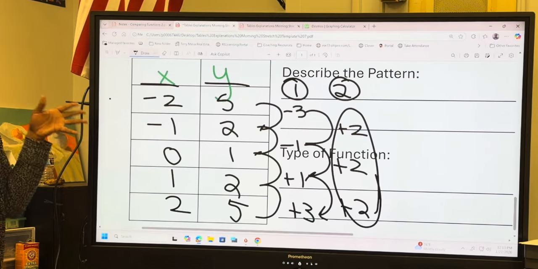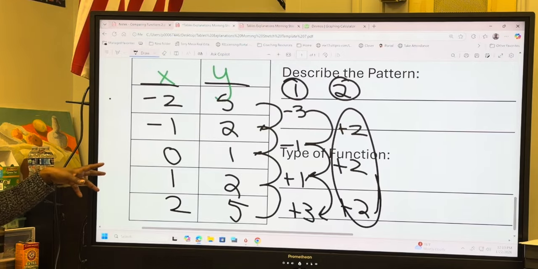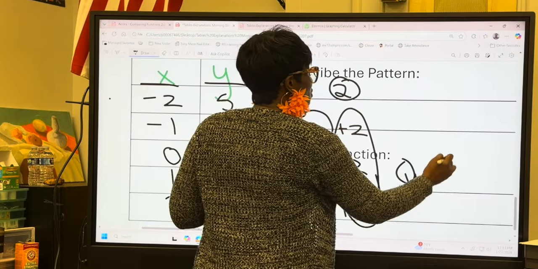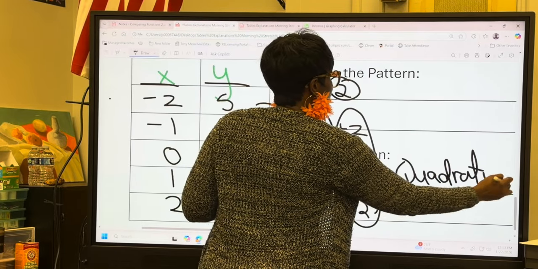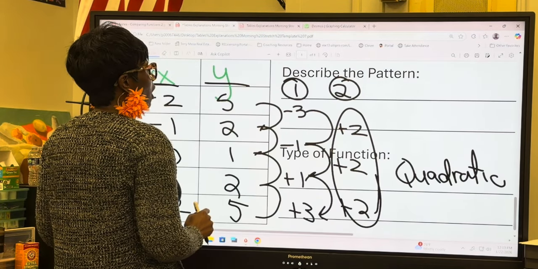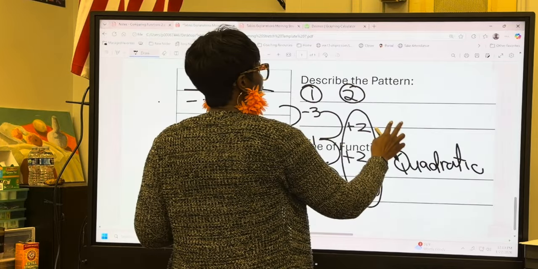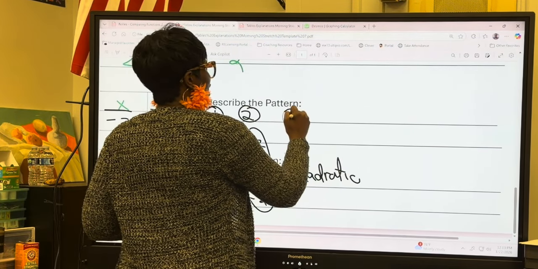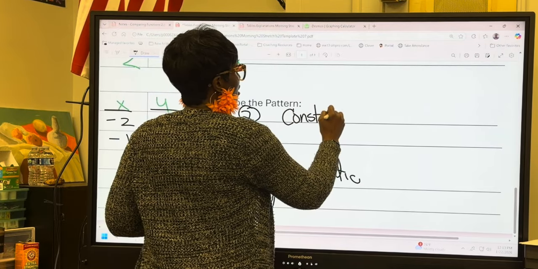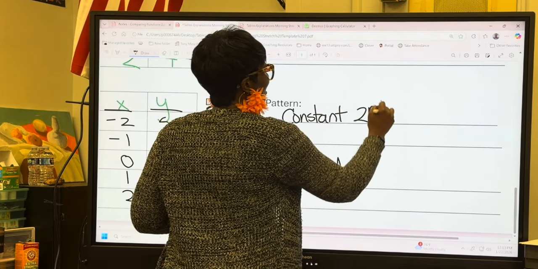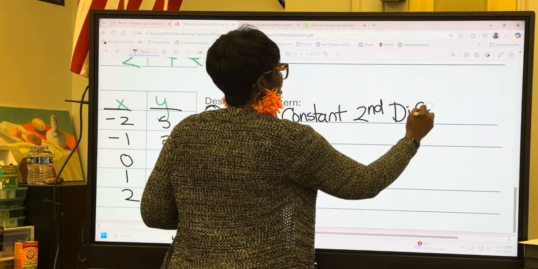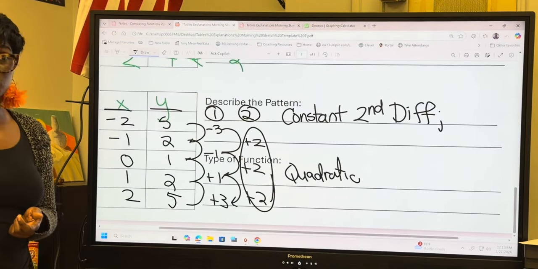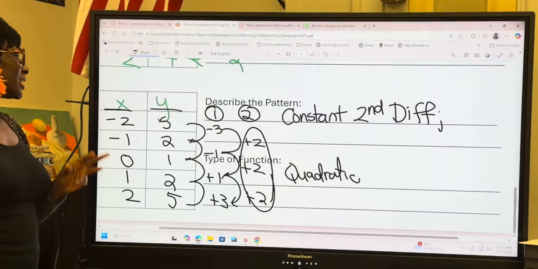Yes? So then what type of function are we calling this? This one is second-degree. This is what type of function? Quadratic. It's quadratic. And why are we calling it quadratic? Because it has what? Give me the key features. It has a constant second difference. Tongue twister? Constant second difference. And we understand difference to mean subtraction, right? Constant second difference. What else?